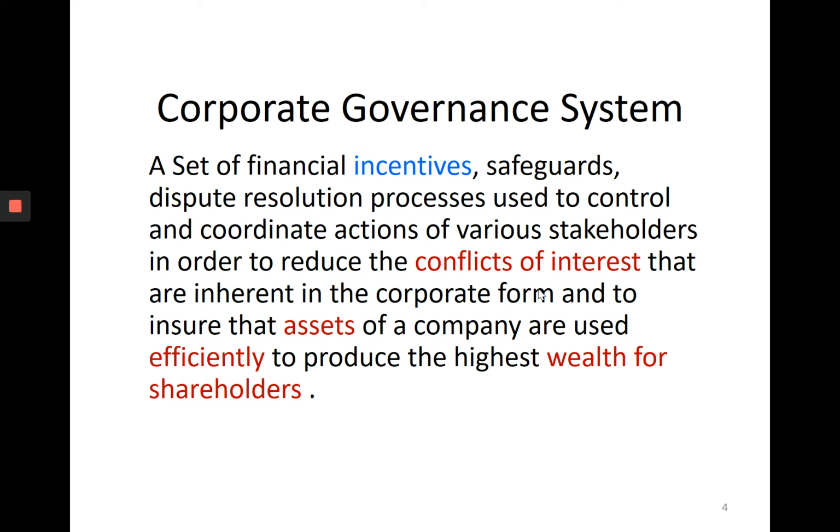When these stakeholders come together, of course, they have conflict of interest. For example, the workers don't want to work as hard as the contract requires. They have a family, they enjoy their spare time. And these conflicts of interest are inherent in the corporate form, and part of this corporate governance is dealing with conflicts of interest. And the ultimate objective is to generate wealth.